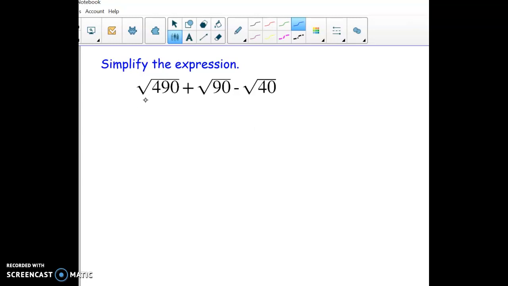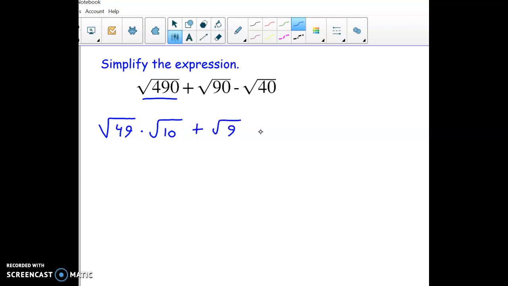All right, here we go. So 490, I recognize that 49 is a perfect square. So I can do 49 and 10. And I know I'm okay here because there's no other perfect squares that divide 10. I was a little worried that there'd be a bigger number than 49, but the fact that there's no perfect squares in 10 makes me feel okay.